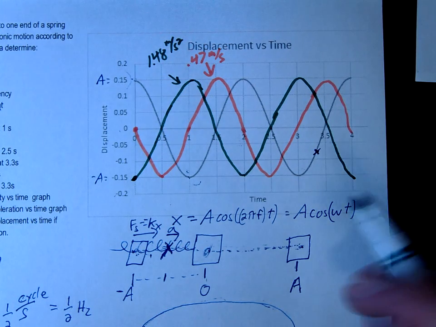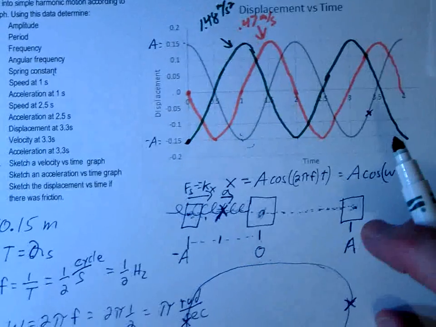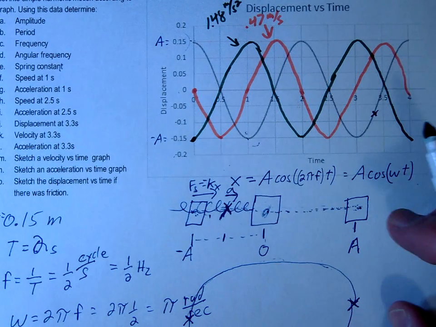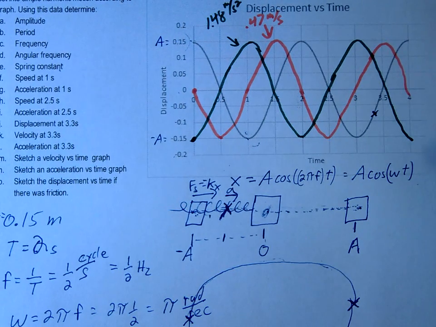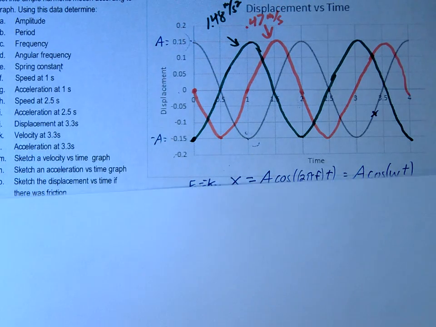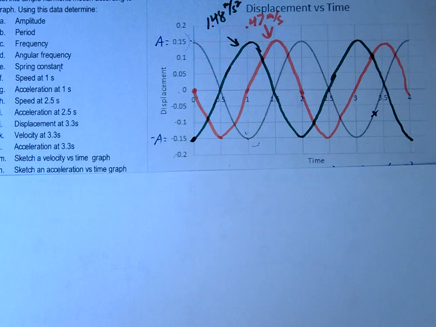All right. Ooh, finally made it. Last question. How would displacement look if there was friction? Well, if there was friction, let's draw this right below. Essentially, it would look the same. It'd have the same exact period. Everything would be the same.